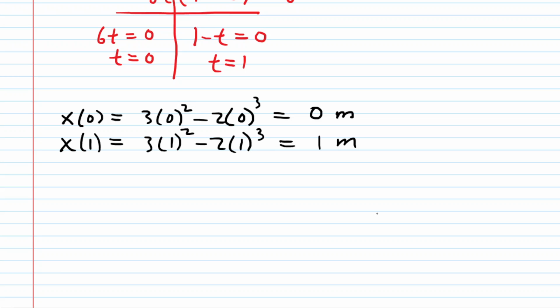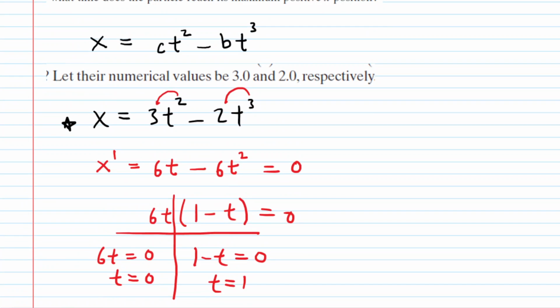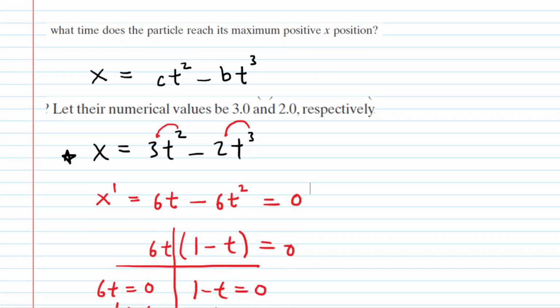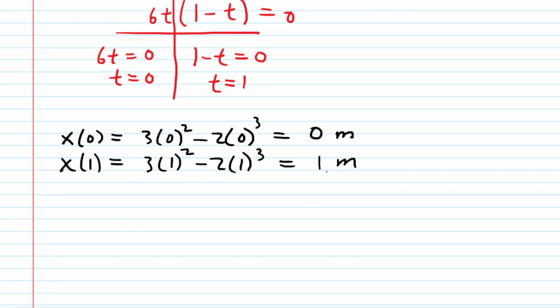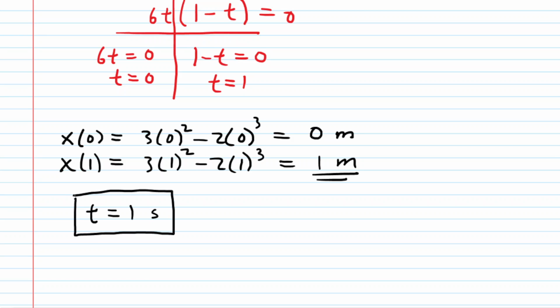But remember, the question wanted the maximum positive position. You go back and check it out right here. At the very top, it says, what time does the particle reach its maximum positive x position? So we're looking for the positive x position. That would be the second case, the 1 meter. That's positive position right there. So the correct answer for this part of the question will be at a time of 1 second. That is when the particle reaches its maximum positive position. So that's the answer for part C.